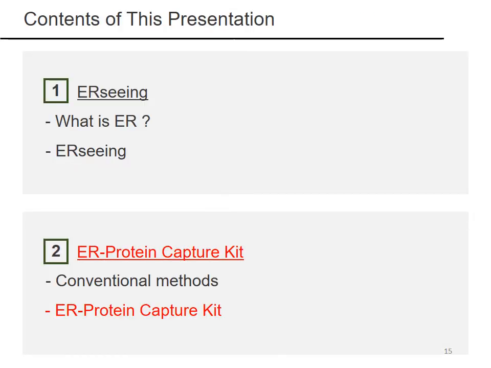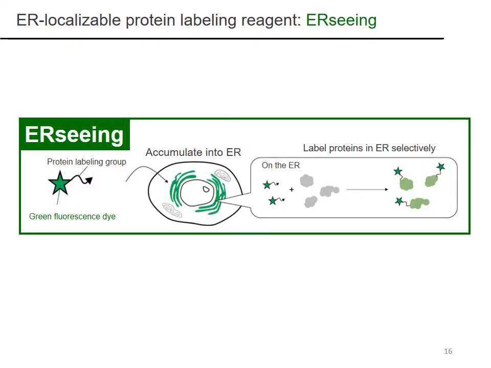Let's talk about the ER protein capture kit. Our protein capture kit is based on ER-Seeing, as discussed earlier. Let's look back at ER-Seeing to refresh on the labeling mechanism. Because the green fluorescent dye has a high affinity to ER membranes, immediately after adding the reagent to cells, it quickly accumulates in the ER. Once it accumulates in the ER, the labeling group of ER-Seeing reacts with amino acids in ER proteins randomly and forms a covalent bond. That's why this technology enables us to label ER proteins selectively.